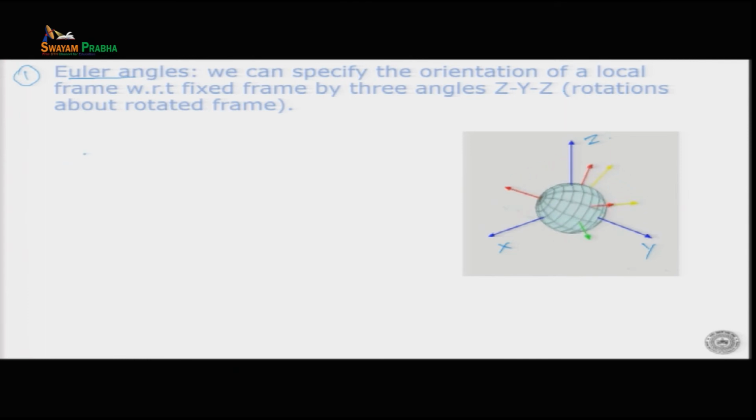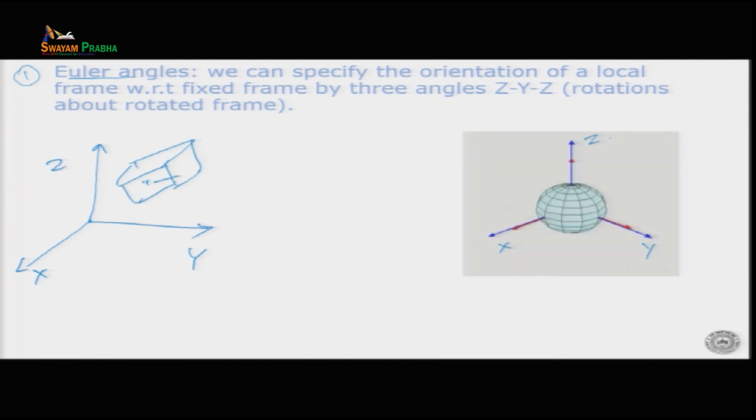So let me draw it again here and try and explain it. This is my x axis, that's y axis, and that's z axis. So I have a rigid body here, and on the rigid body I put a frame. This is my x, that's my y, and that's my z. So this is my frame. I want to find the relationship between the frame x dashed, y dashed, z dashed with reference to x, y, z. So what are the different ways by which I can do this?